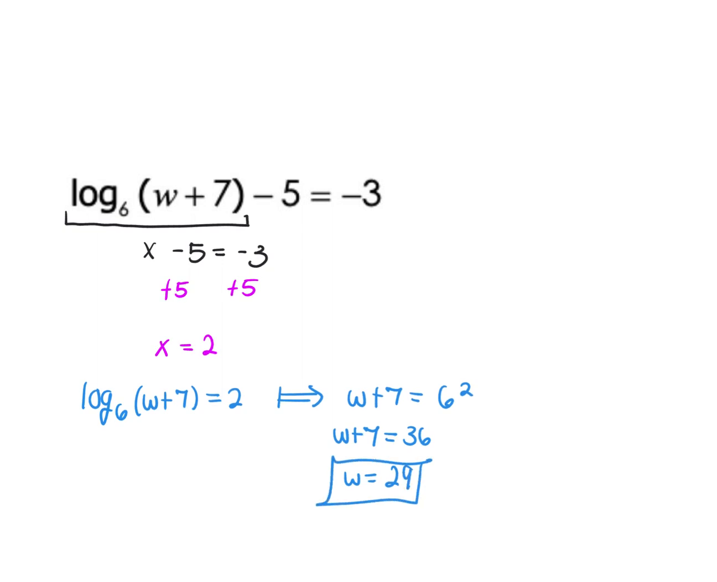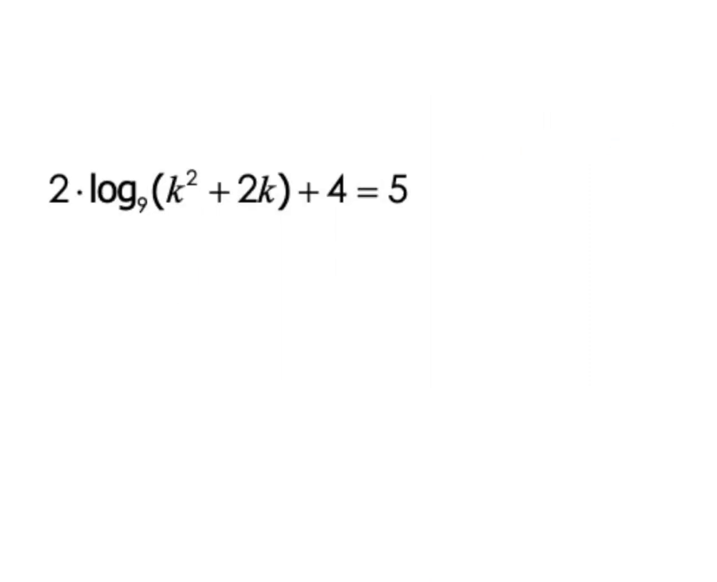And we can check that. Log base 6 of 29 plus 7. We want to see if that equals 2. That's log base 6 of 36. 6 to what power is going to be 36, and that's 2. So that's right. Here we have 2 log base 9 of k squared plus 2k plus 4 equals 5.